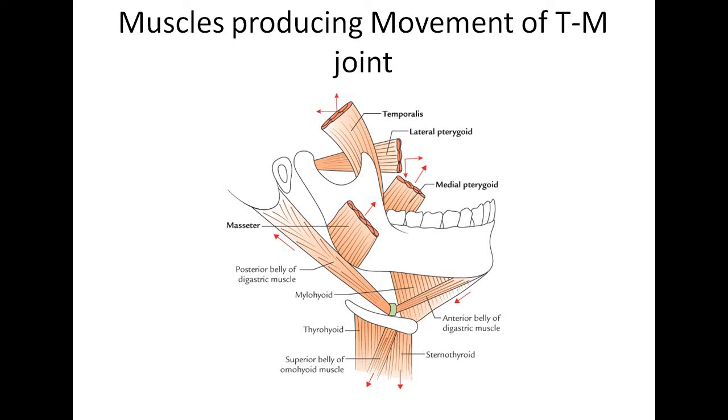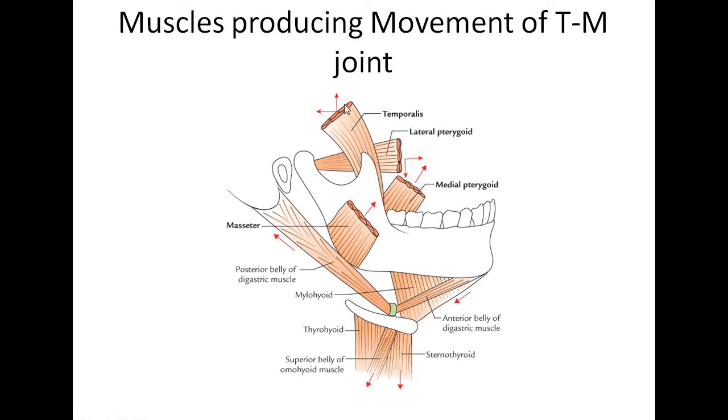What are the muscles producing the movement of the TM joint? This is the diagrammatic picture. This is the temporalis muscle, the lateral pterygoid, medial pterygoid and the masseter muscle. These are the four principal muscles of mastication, whereas the digastric muscle, the mylohyoid and the geniohyoid are the suprahyoid muscles which are the accessory muscles of mastication.